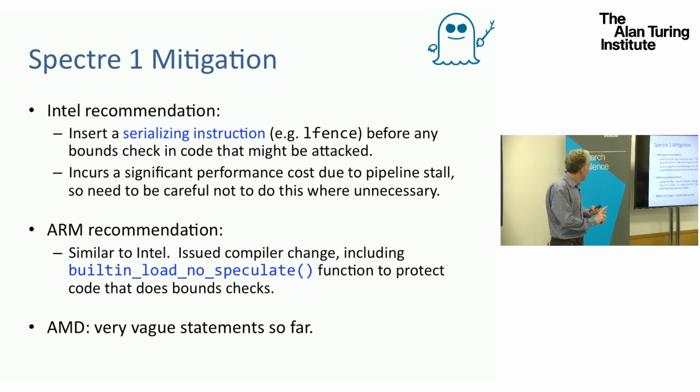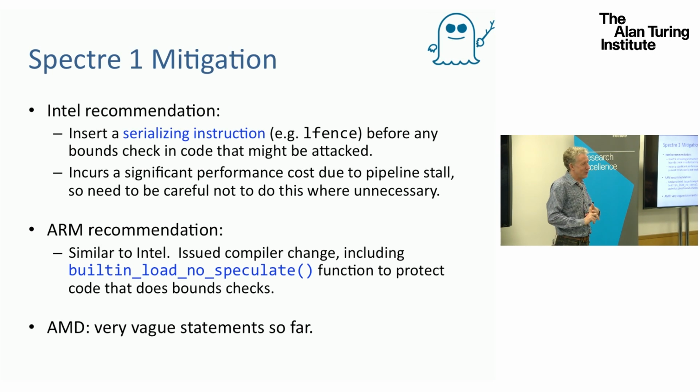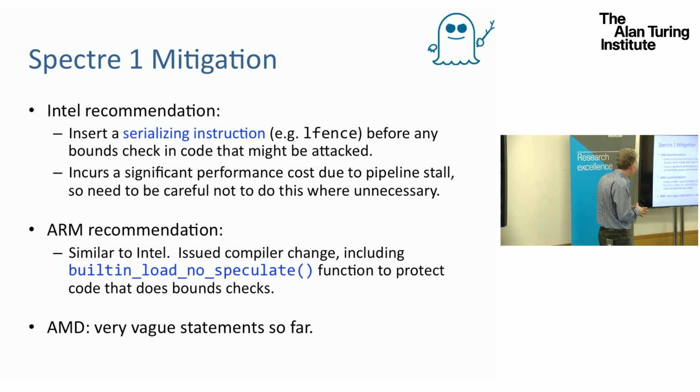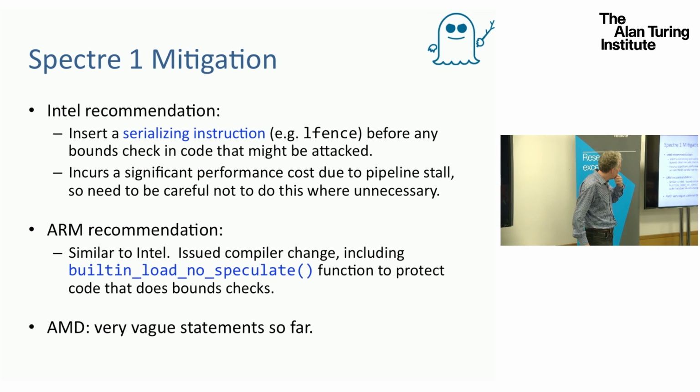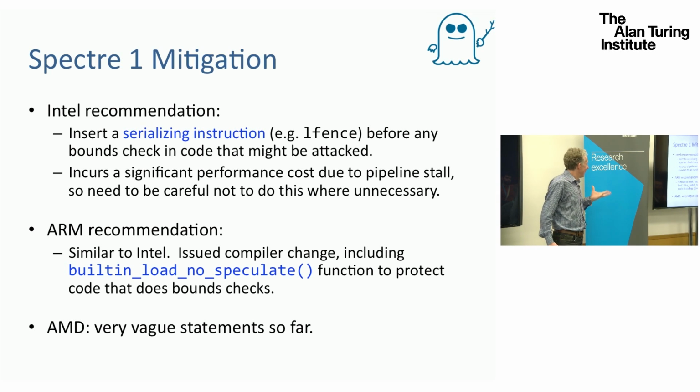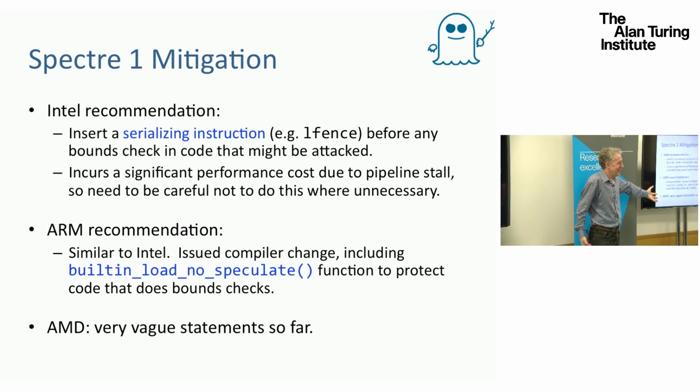But you mustn't put it where it's not needed, because otherwise your stuff goes really slow. So you can't just go through and for every random if statement put an lfence, because you're going to really suck in terms of performance. So this one's really hard. ARM's recommendation is basically similar to Intel. There's a compiler built in that's now shipping and so forth. AMD has been a bit vague on how to do this, but likely the mitigation will be the same as Intel because it's basically the same problem. This stuff's hard. Getting it right is hard.